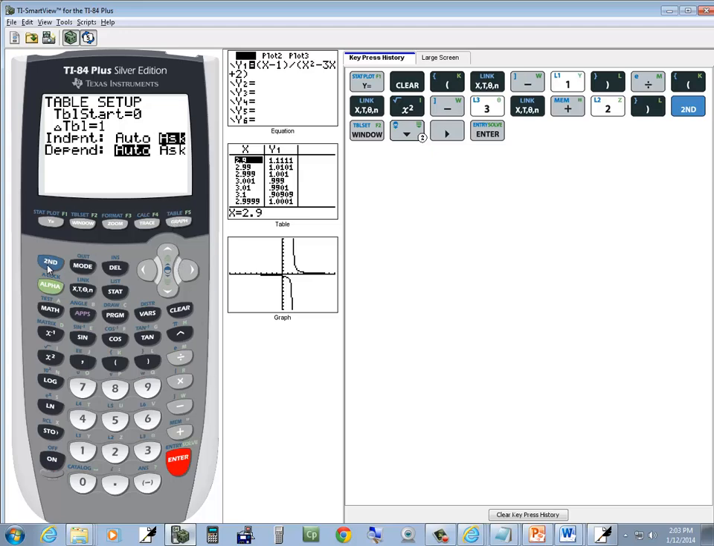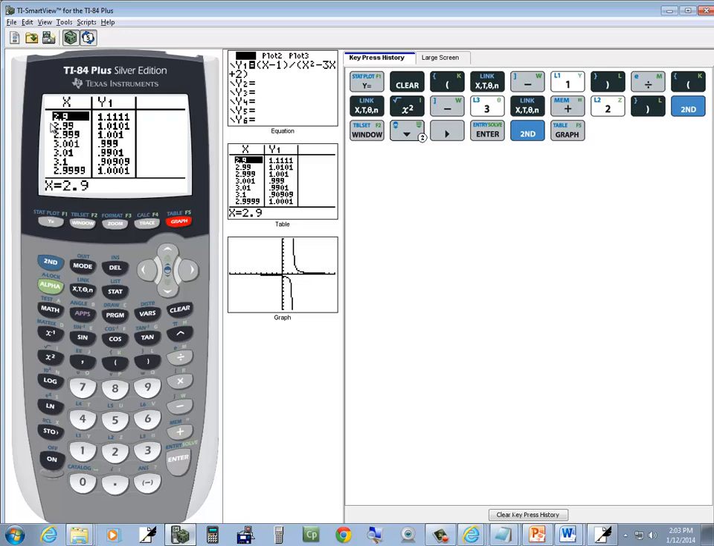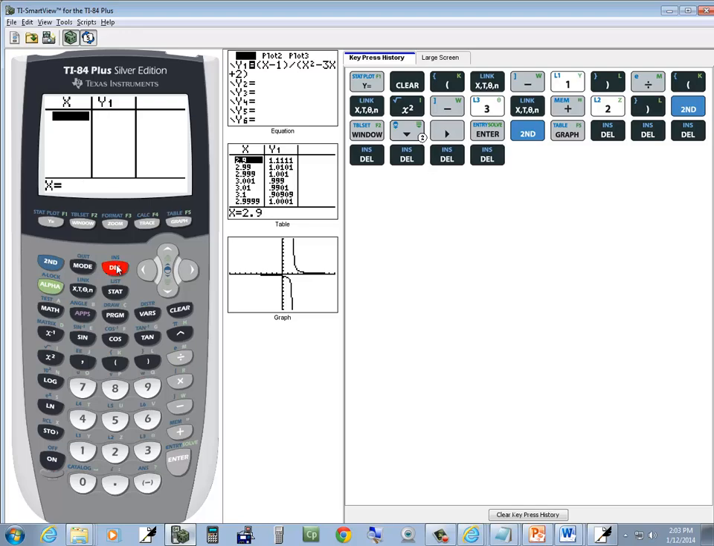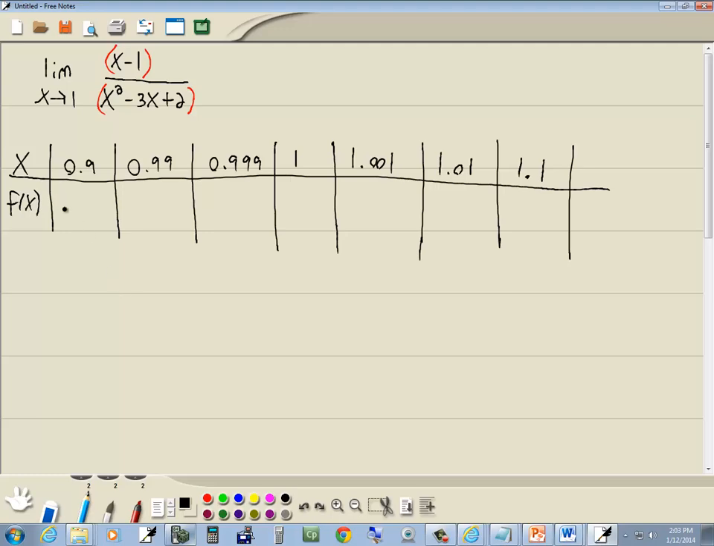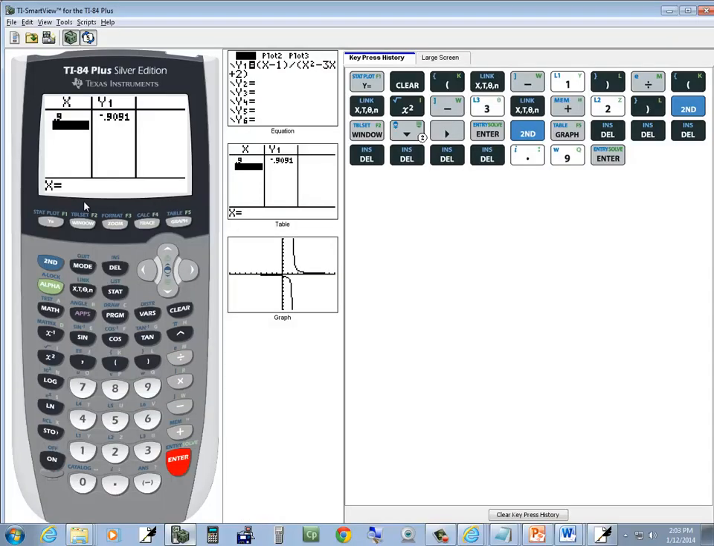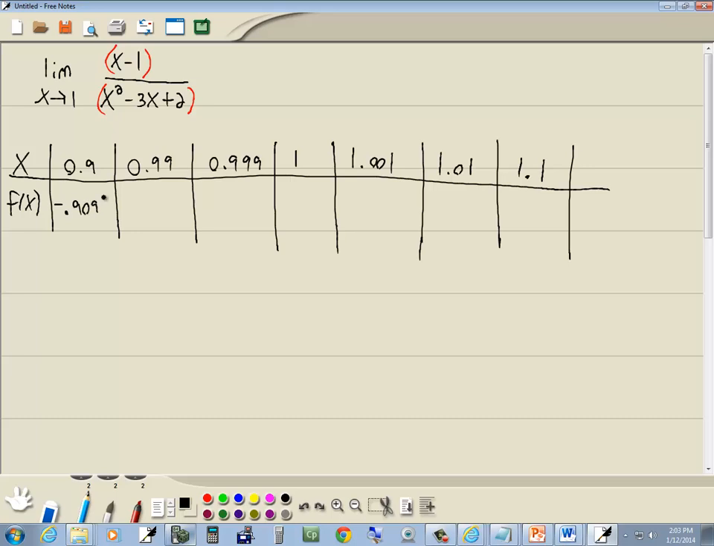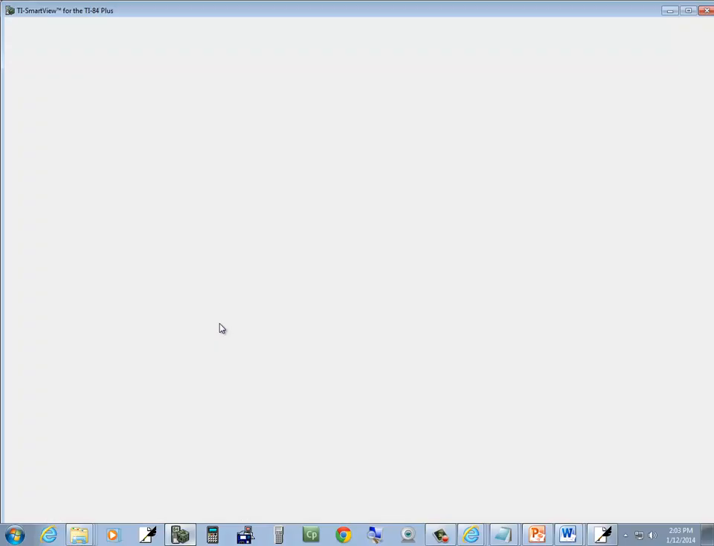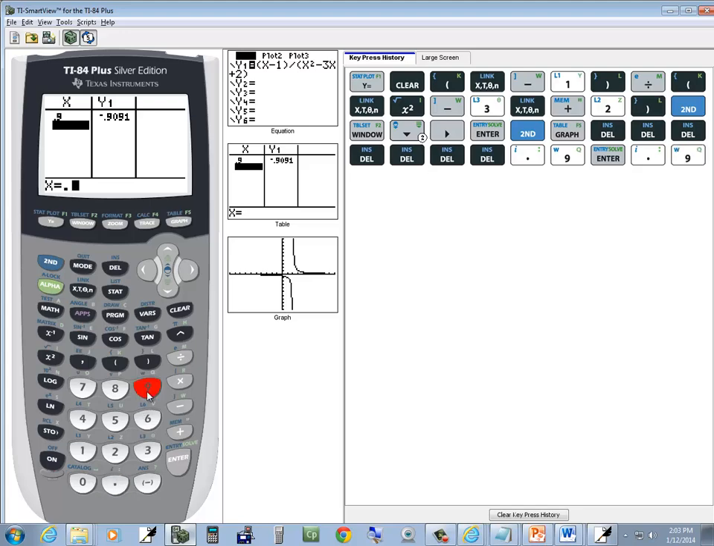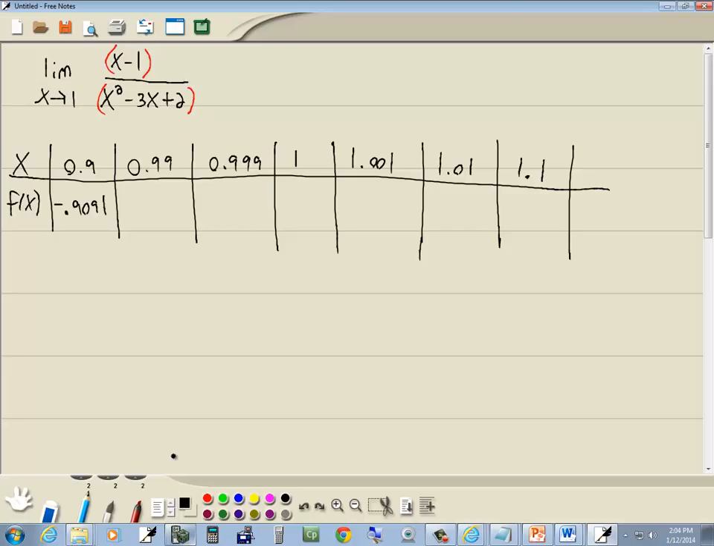Now we need to go into the table, so we'll do second graph to go into the table. You may or may not have numbers already there. If you have numbers, you can press delete over and over to clean them out. Now put in 0.9, and that's going to give us negative 0.9091. Our next one is 0.99, enter. And we get negative 0.9901.